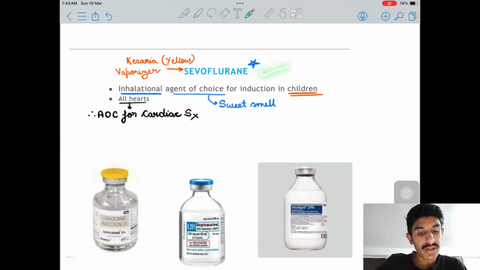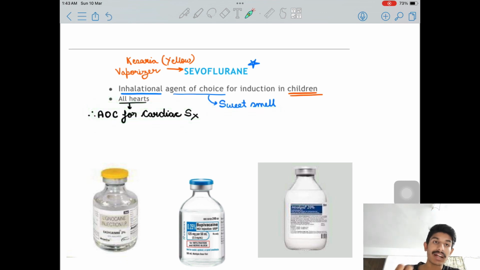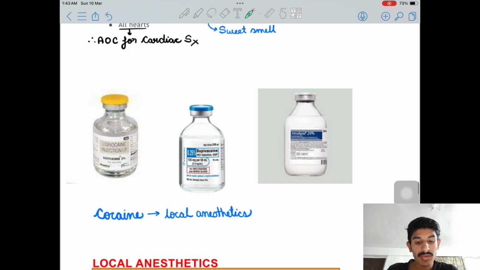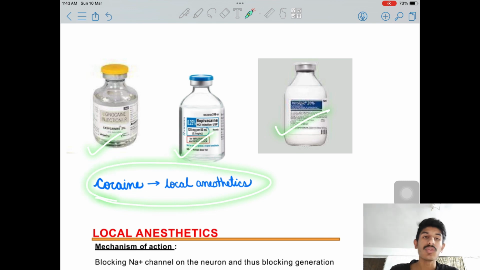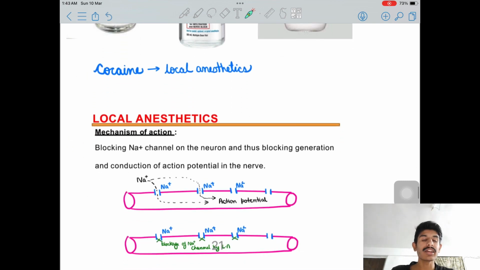Now sevoflurane, it is the yellow color, or we can say kesaria color, inhalation agent in children. It is sweet smelling and the agent of choice in cardiac surgery. You can give it in cardiac surgeries also. So you can see lidocaine, bupivacaine and intralipids. Cocaine is a local anesthetic. Okay, let's study local anesthetics now.